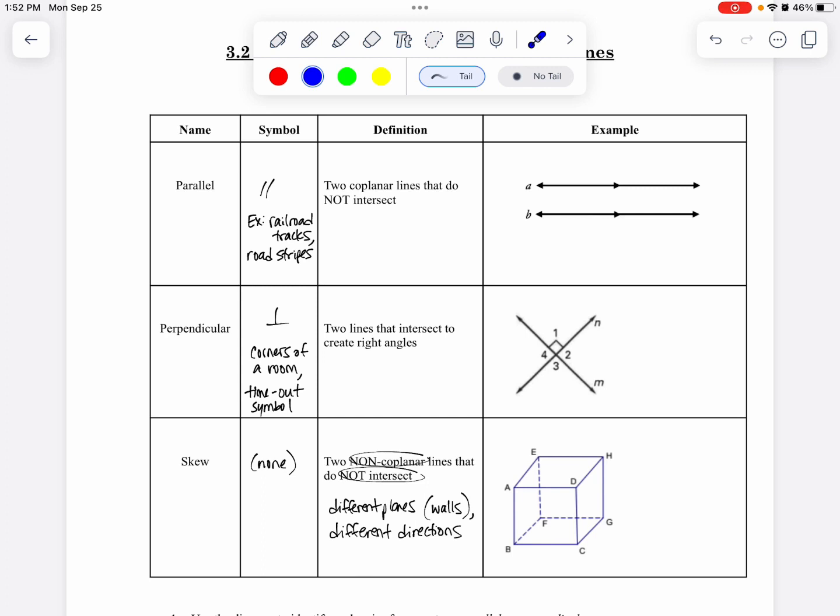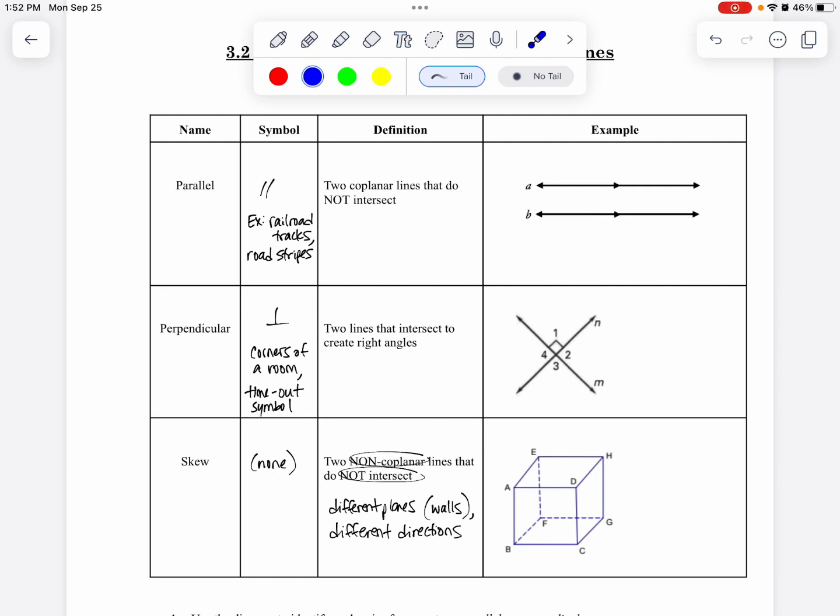Okay, they are lines that are on the same plane, and they do not intersect. So I have a couple of real-life examples for you to think of also. Railroad tracks, the stripes in a road that keep you in the different lane, in the same lane, whatever. Those lines are all parallel because they never ever touch even if you extend them forever.